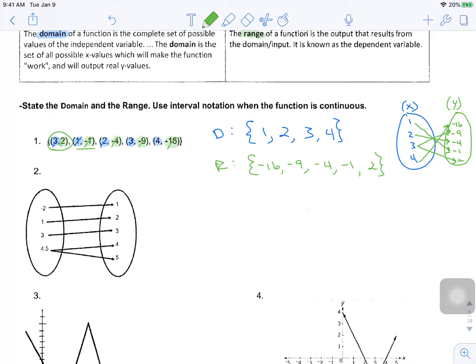So that is a way to help you identify if the relation is a function or a one-to-one. You can see that here this would not be a function because I do have duplicate x values.